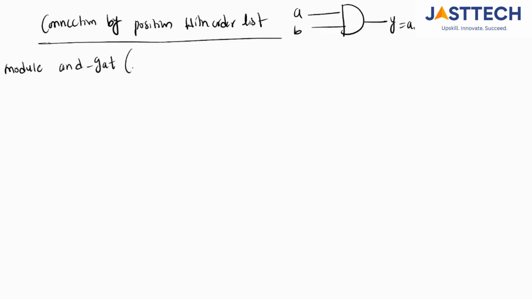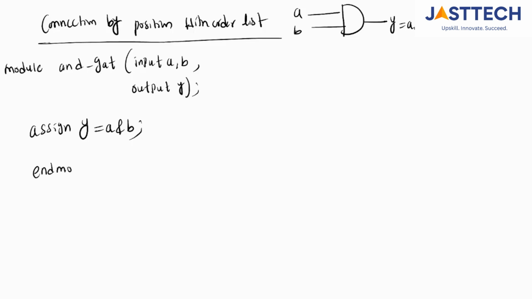So you need to declare the inputs. Input A comma B. By default, if you have not declared any data type, it is a wire data type. Output Y. I am using a continuous assignment statement, that is assign Y equal to A and B, and end module. Okay, so this is my design.